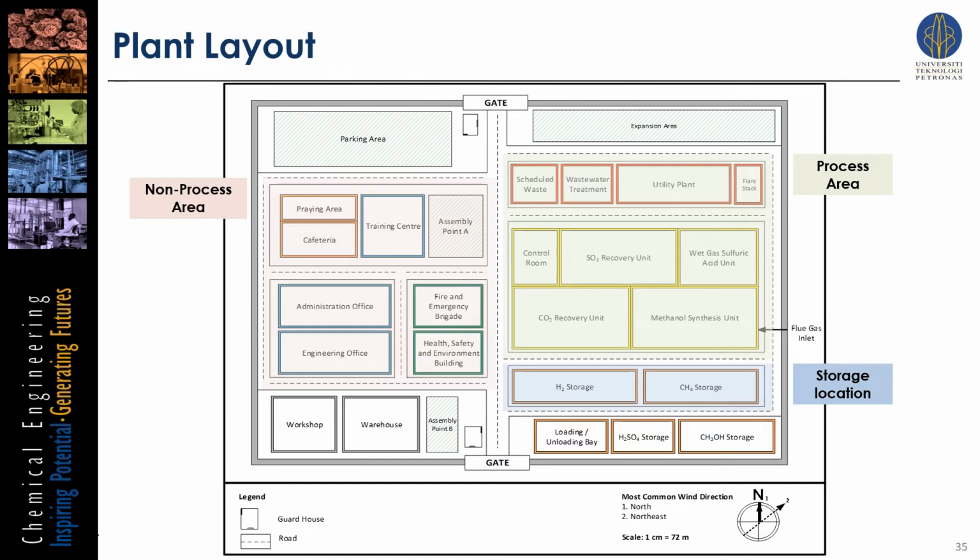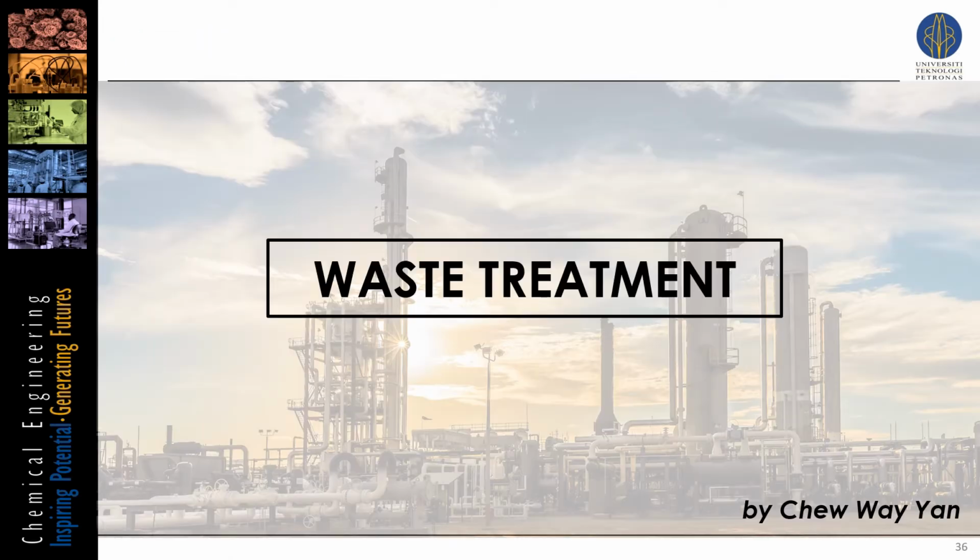As a safety precaution, the fire and emergency brigade as well as HSE building are located close to both process and non-process area. The plant layout is designed such that utmost importance is given to safety of the employee. With that, we completed the project overview that we conducted last semester. Now, I would like to pass the floor to Chiu.